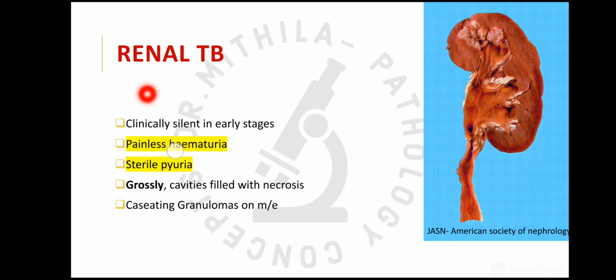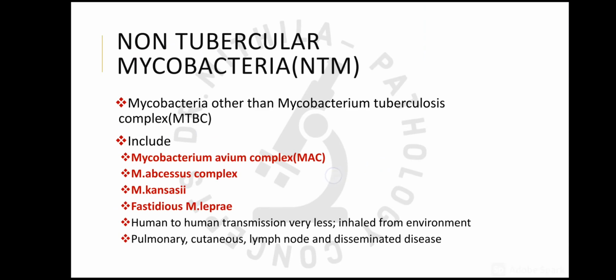Now lastly, renal tuberculosis. So it is in early stages clinically silent, clinically it is asymptomatic, and later on can produce painless hematuria and sterile pyuria. These are the keywords can be asked in problem based questions. Grossly, there are cavitary lesions which are filled with necrosis. So you see these white areas of cheesy necrosis, these areas, and microscopy again caseating granulomas will be seen.